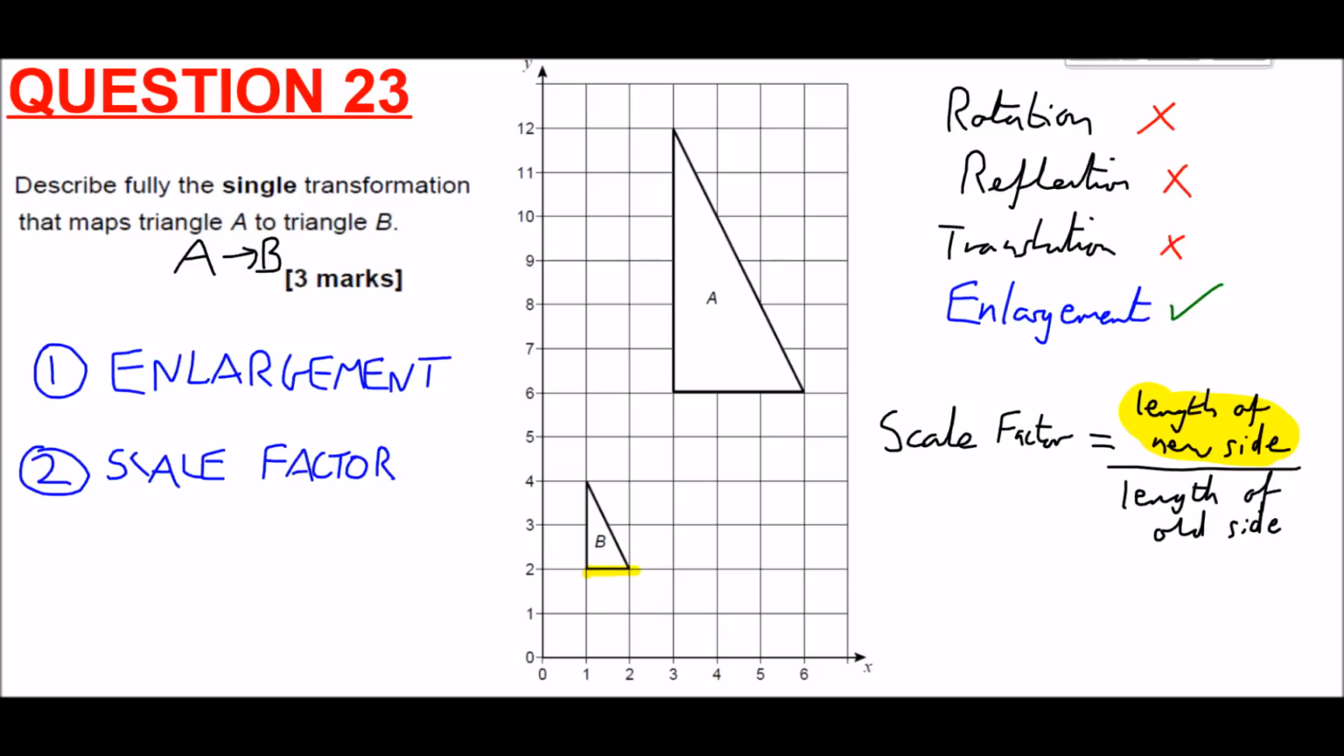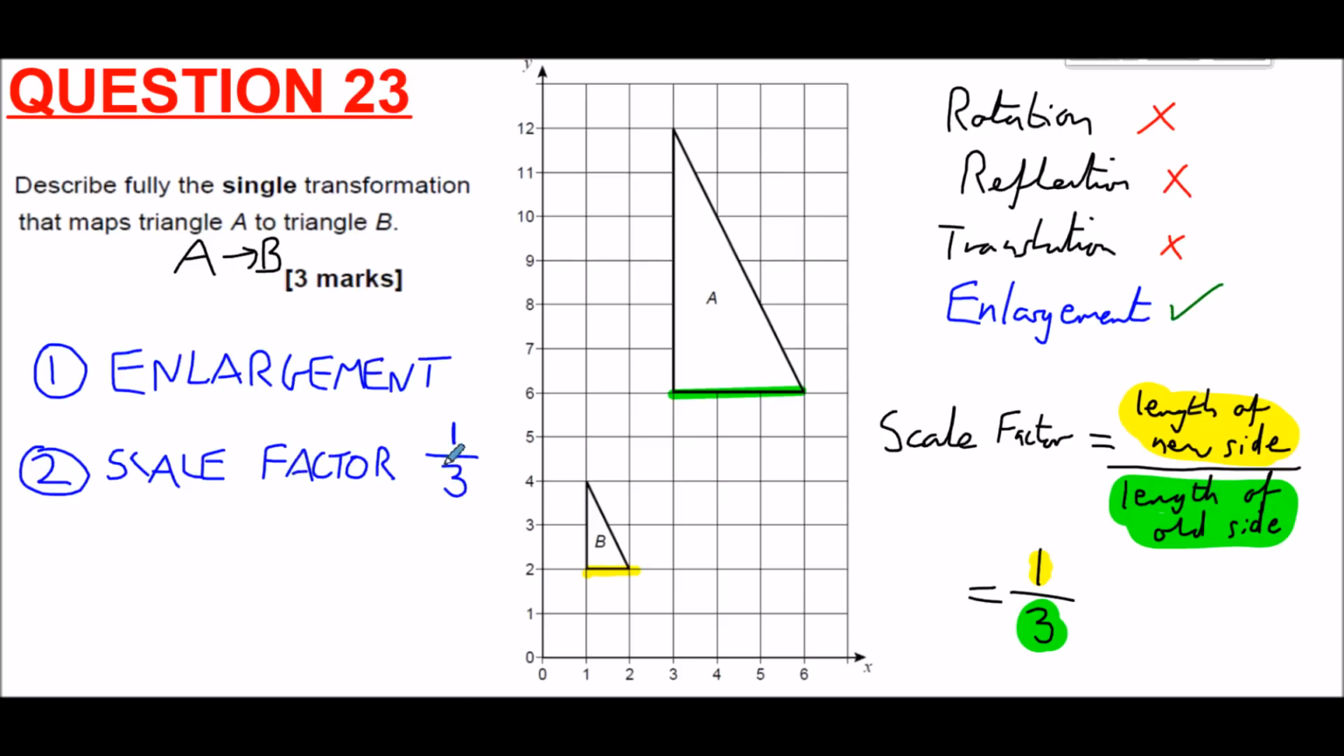But on the original shape, the length of the original longer side, if we have a look at this one, it used to be all the way from here to here. It used to be 3 squares along. So it was 3, it shrunk down to just 1. So it's a fractional enlargement. It's 1/3 the size it used to be. So the scale factor for your second mark is 1/3.